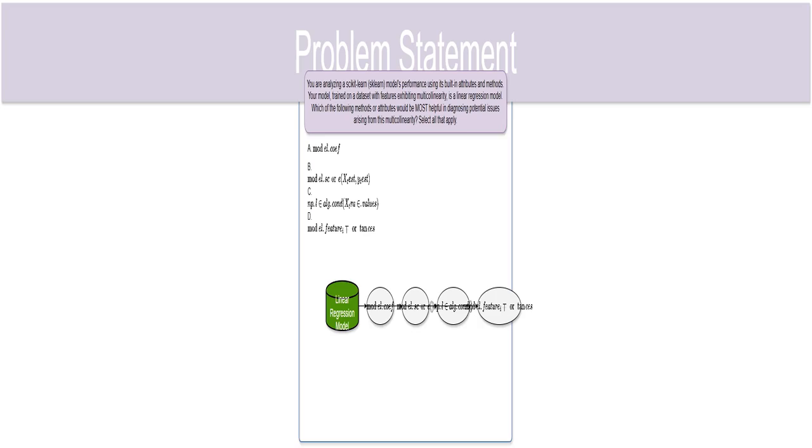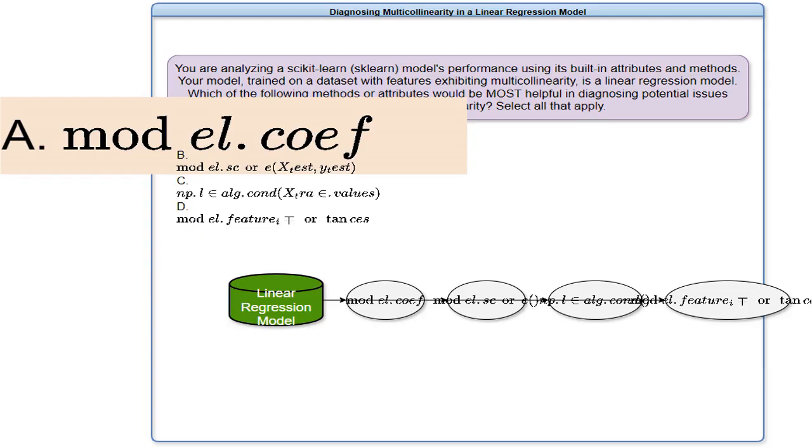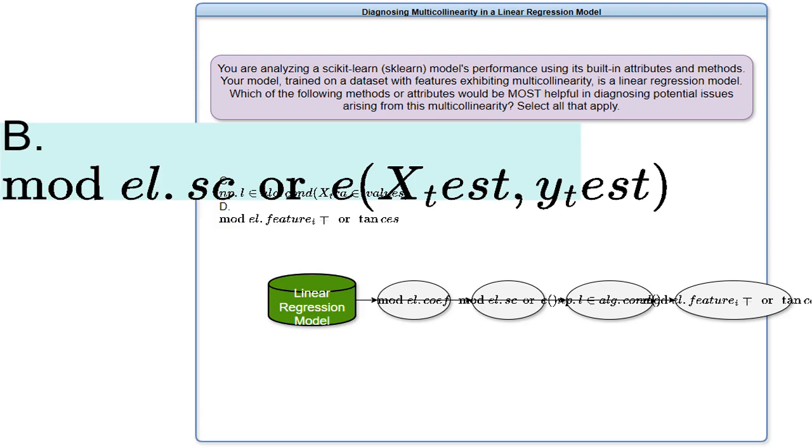I'm analyzing a linear regression model's performance, and the features show multicollinearity. I need to find the best way to spot problems caused by this multicollinearity using Sklearn tools. This shows the linear regression model's coefficients. Large differences in these coefficients, or coefficients with unexpected signs, could mean multicollinearity. It's not a direct measure, but it gives me a clue. This gives the R-squared score, showing how well the model fits the data. However, a high or low R-squared doesn't directly tell me if multicollinearity is present.